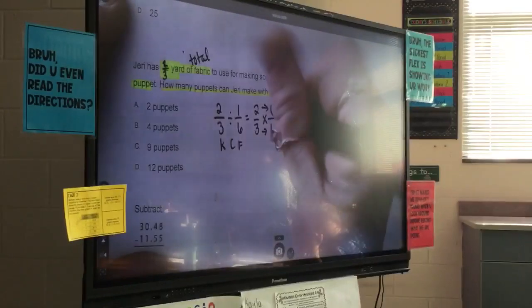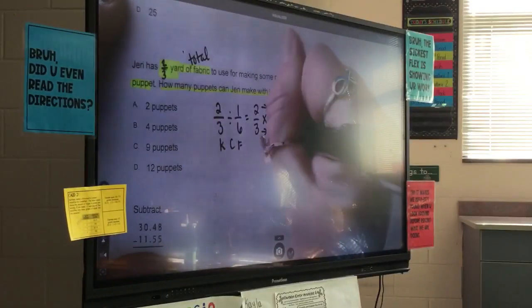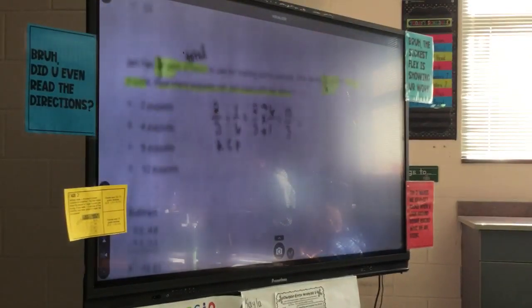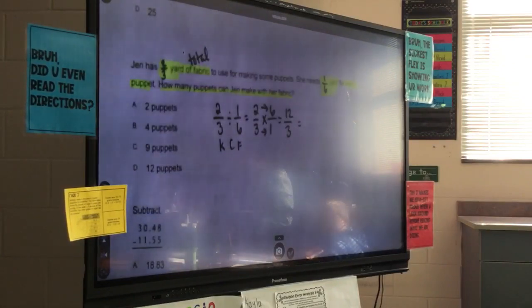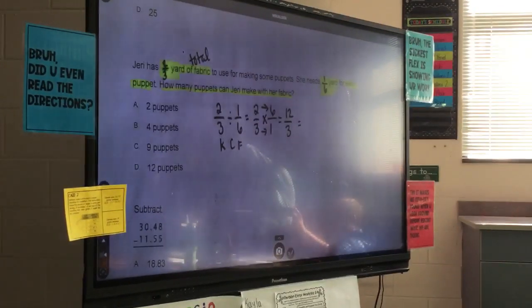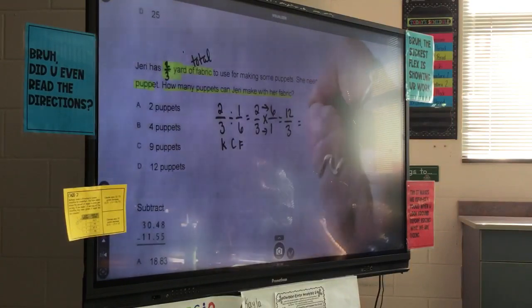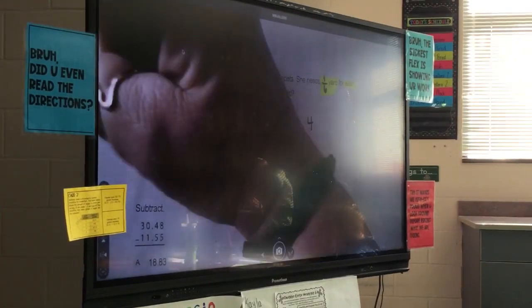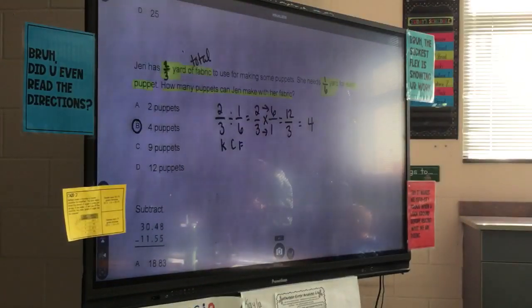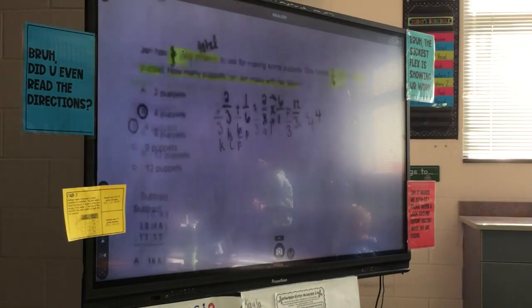2 times 6 is 12. 3 times 1 is 3. When I simplify or change this back to a mixed number, what is 12 divided by 3? Sincere. Okay, so your answer for this one is 4. All right. Now, we're going to look at this one.